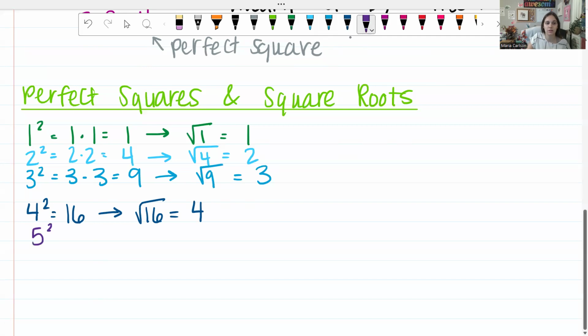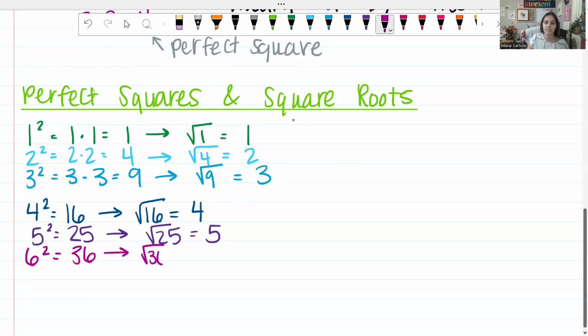5 squared, we saw earlier, is 25. And the square root of 25 is 5. 6 squared is 6 times 6, or 36. So if I take the square root of 36, that would be just 6.